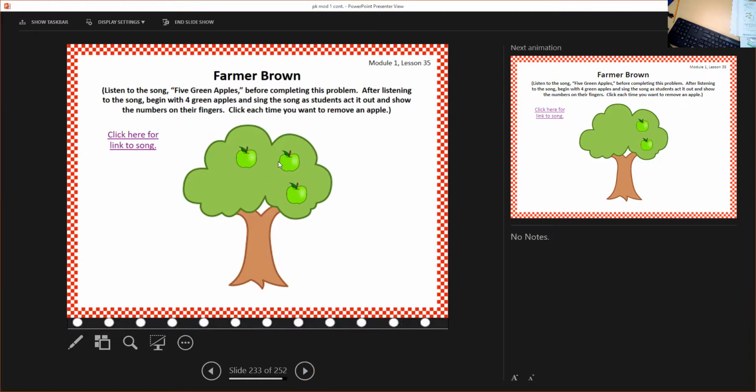Farmer Brown had 3 green apples hanging on a tree. Then he plucked 1 apple and he ate it hungrily, leaving 2 green apples hanging on a tree.